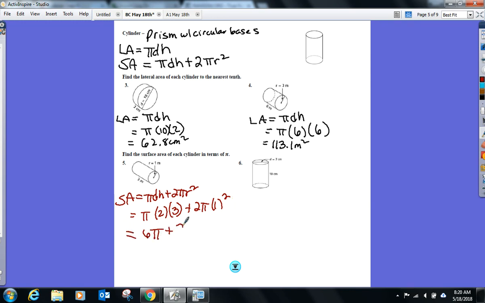Quick question there, honors kids. Can you combine these two? Because it says leave your answer in terms of pi. Can I combine them, 2 pi, 6 pi? Yeah, as long as they both have pi's in them. So it's going to be 8 pi meters cubed. Cubed, settle down. Squared.